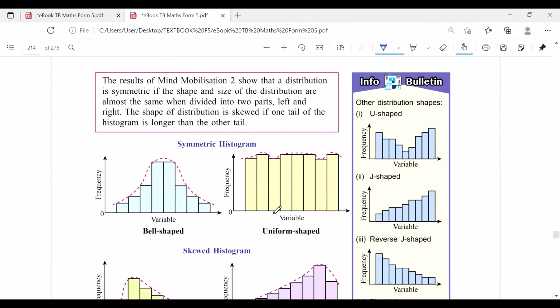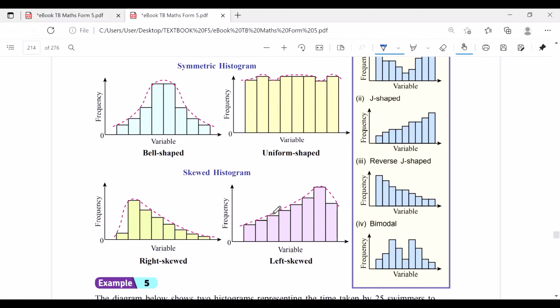Okay, we go to a few histograms here. First, it is called symmetric histogram. The other one is skewed histogram. So symmetric histogram, if you see the distribution here, it's like a bell shape. So it is called bell shape.